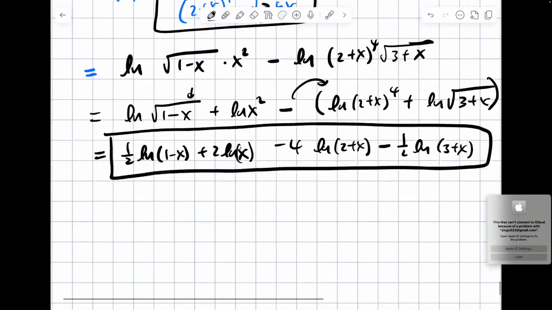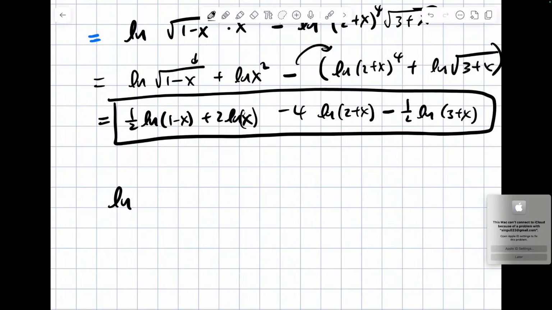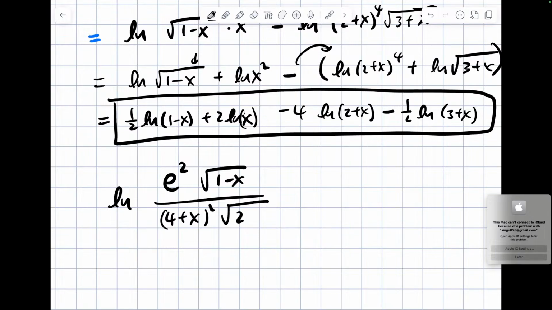Okay, so let's give you one here. ln, I'm going to use ln because it's easier. Now this one may be a little bit tricky: ln of e squared times the square root of 1 minus x, over 4 plus x squared times the square root of 2 minus x. Okay, now this one you've got to be careful. There's something you have to pay attention to.